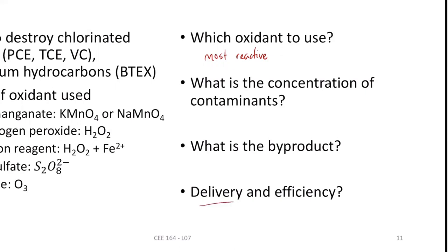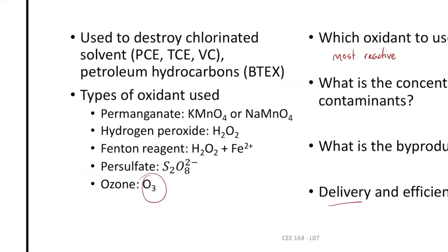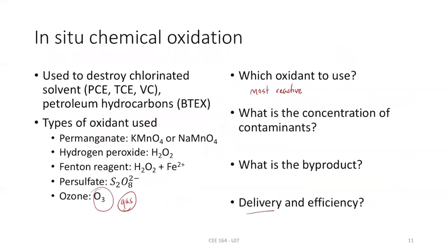So delivery efficiency also depends on whether it's a gas or liquid. So this is a gas. That means it's extremely difficult to deliver deeper into the ground. So if your subsurface contaminants are really shallow, then you can use ozone. If it's much deeper, then you can't use ozone. It's very easy to inject ozone, but it's very difficult for the gas to actually go past the area near the well, because of all the other aspects.